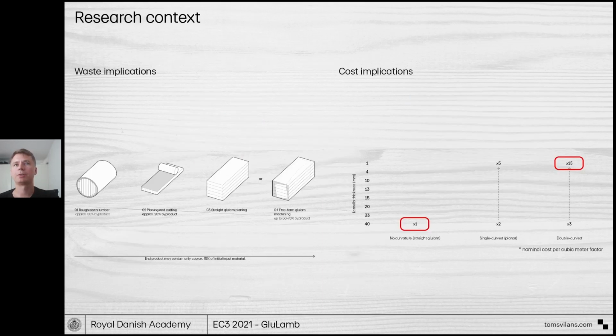There are two implications of this relationship between curvature and the GluLamb blank. As the design geometry becomes increasingly curved, more wood must be processed to achieve the necessary GluLamb blank geometry. This results in a greater percentage of waste. In some cases, only 10 to 15% of the original input material is present in the final manufactured element. Further, as the GluLamb blank increases in complexity, so does its cost increase. On the right is a nominal relationship between the cost of a straight GluLamb blank and the two curved blank types. In the case of a highly double curved blank, the cost can be higher by a factor of 15 compared to a straight blank. These are important considerations that need to be made explicit in early stages of a timber design project.